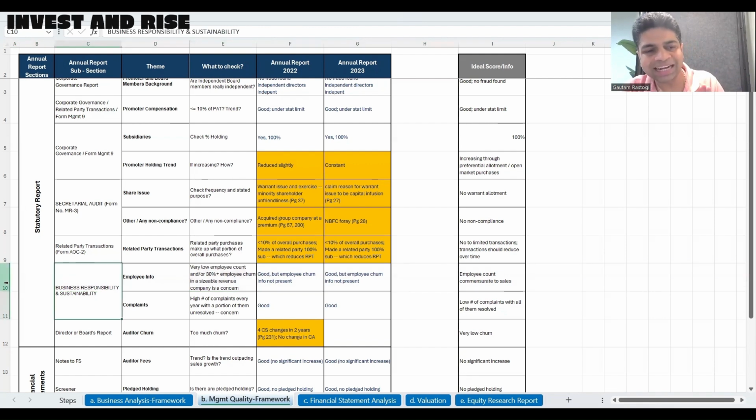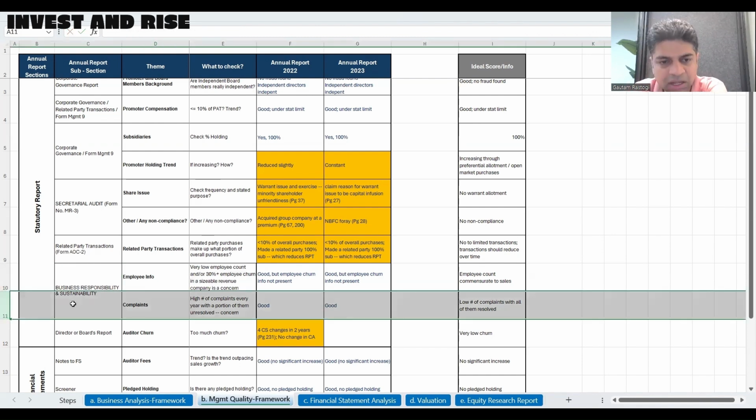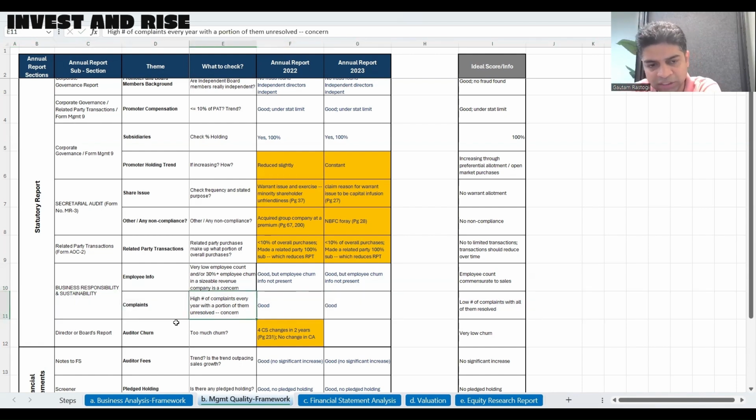Okay, so anyway, that's why I'm highlighting that this section is also very important. Many a times it's overlooked. कि यार ये क्या है, क्या information फिर आ गई. तो आप जब देख रहे हो तो pay attention to this section as well, business responsibility and sustainability. Okay, next is any complaints. अगर बहुत सारे, there are a lot of complaints every year and a portion of them are unresolved, then that's a concern as well. So be on the lookout for that one as well.